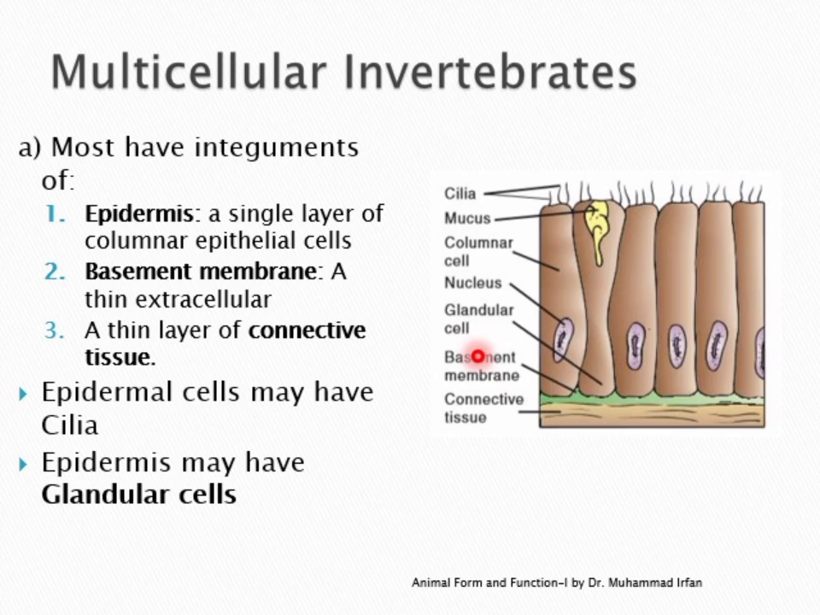And there could be multiple layers. In that case, we say it is a stratified epithelium, that is, in the form of strata. So the epithelium could be named as stratified cuboidal, stratified columnar, or stratified squamous epithelium. Here we can see this columnar is mostly a simple one.